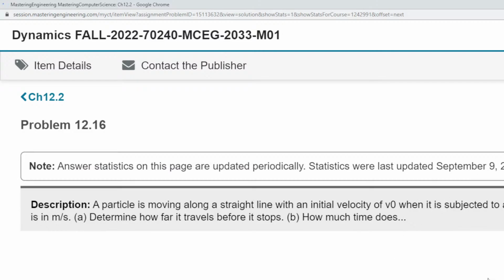Each of these screens looks very different. So again, the particle is moving along a straight line with an initial velocity of that, when it's subjected to an acceleration that looks like this, where v is in meters per second. How far does it travel before it stops?